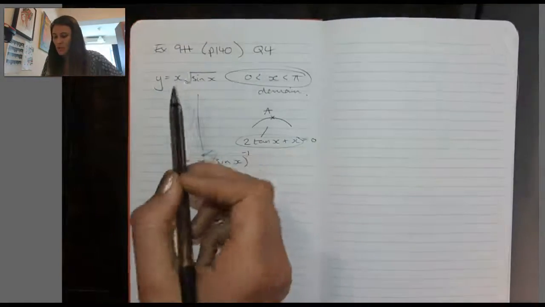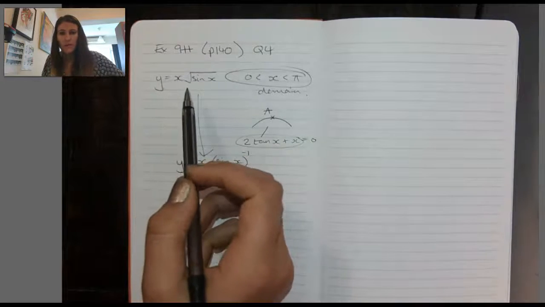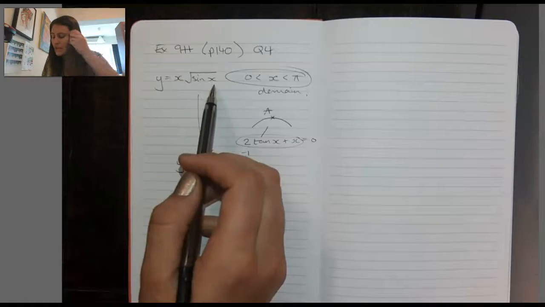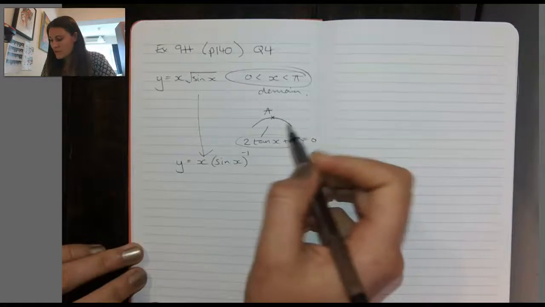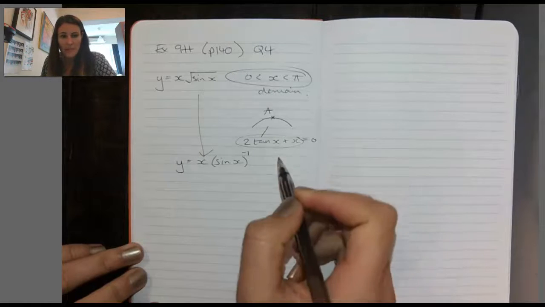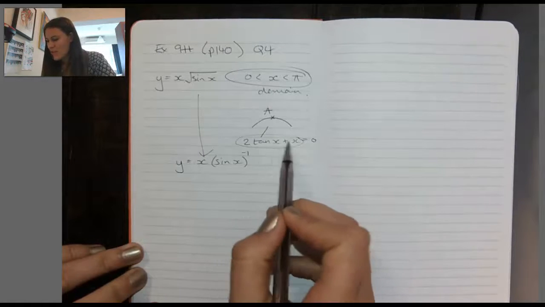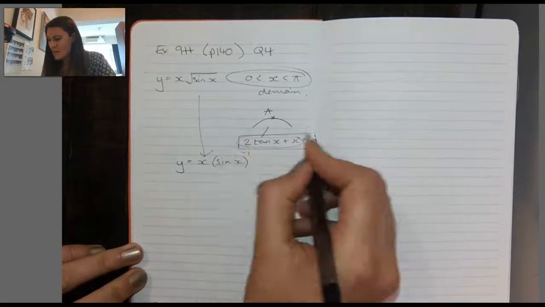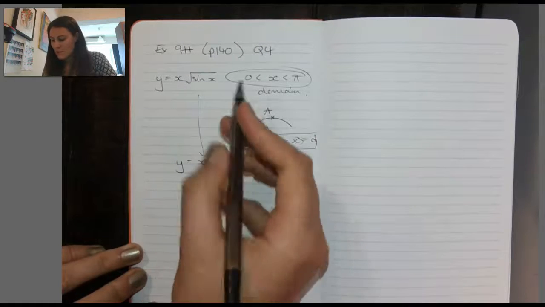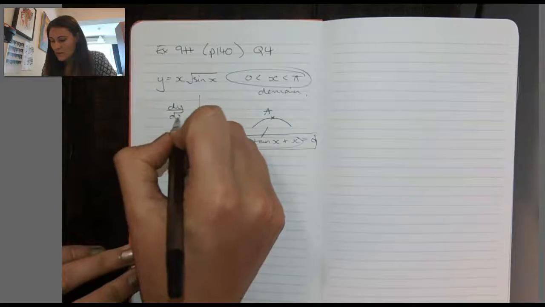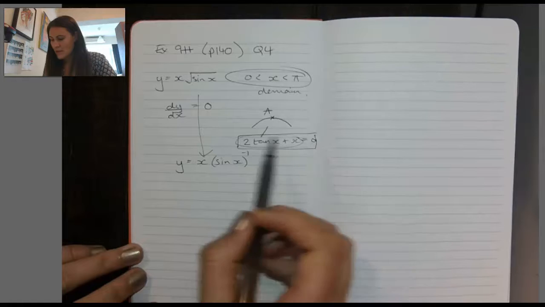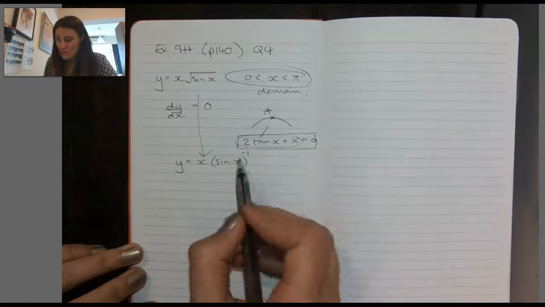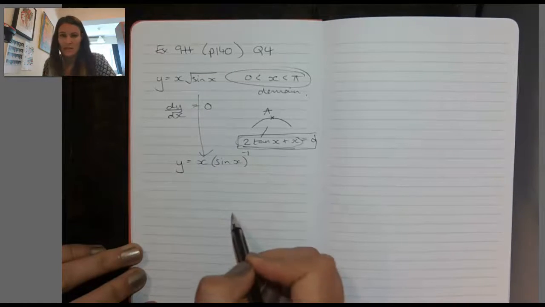Alright, so I'll copy down the key information here. I've got y equals x root sine x. There's my domain. And A is a maximum point, so I've just done a little diagram there. And I've got to show that the x-coordinate satisfies this. Well, I know that to find a maximum point, the derivative would equal 0. So if 2 tan of x plus x equals 0, I think I basically need to show that the derivative of this is 2 tan x plus x.